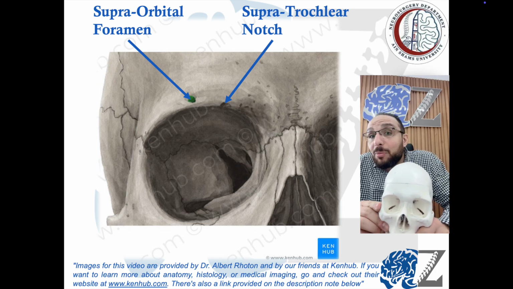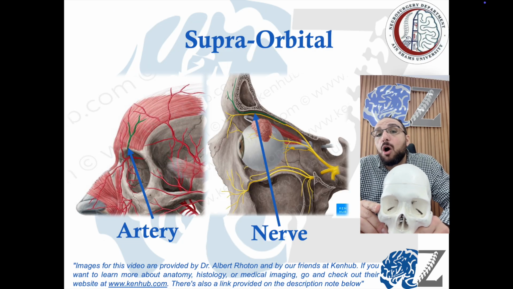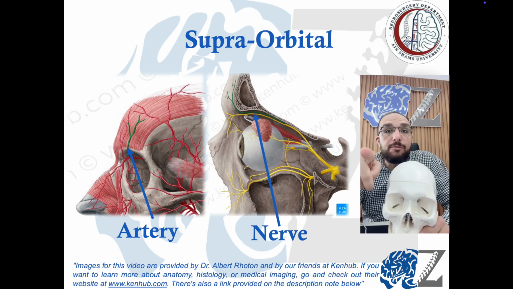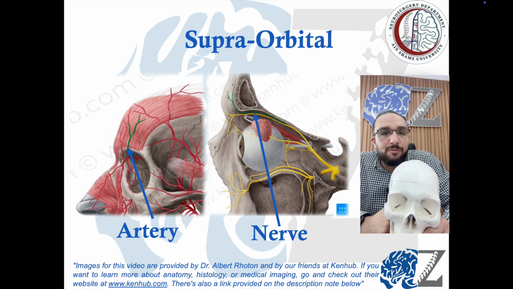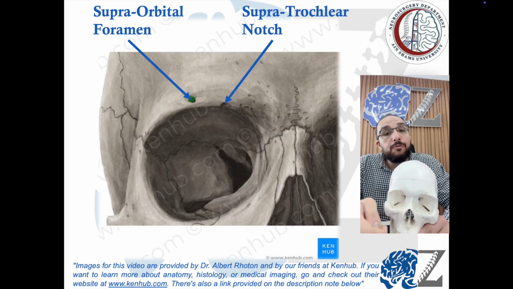Well, the supraorbital foramen passes two important structures. It passes a nerve and a vessel, and I know you know them very well. It passes the supraorbital nerve and the supraorbital artery. What is the origin of the supraorbital nerve? The supraorbital nerve is a branch of the frontal nerve of the ophthalmic nerve of the trigeminal. What about the supraorbital artery? Well, it's a terminal branch of the ophthalmic artery. How amazing is that? So this is the supraorbital nerve and vessels that pass through the supraorbital foramen.